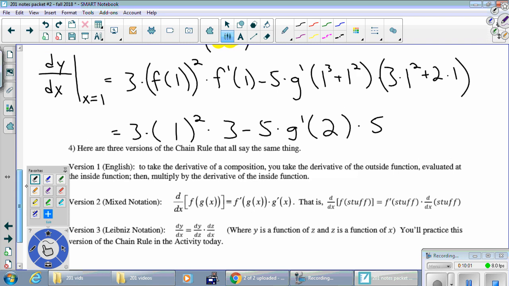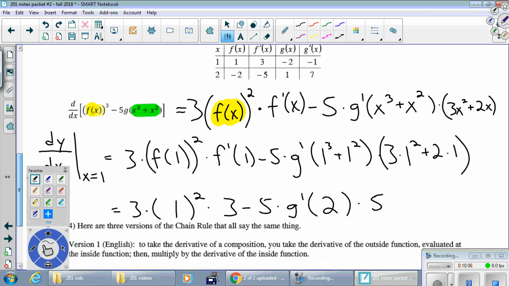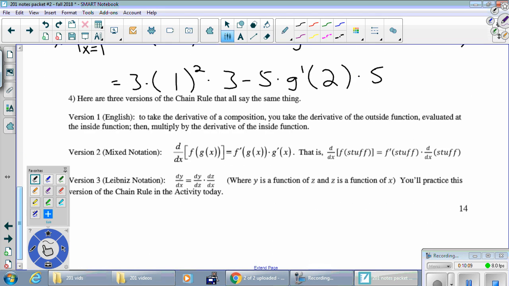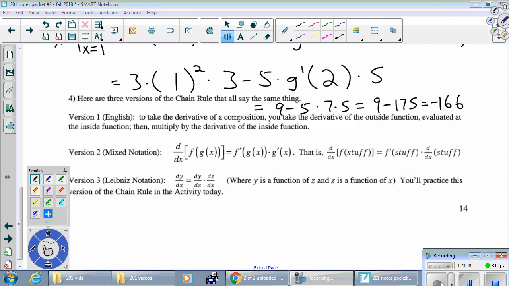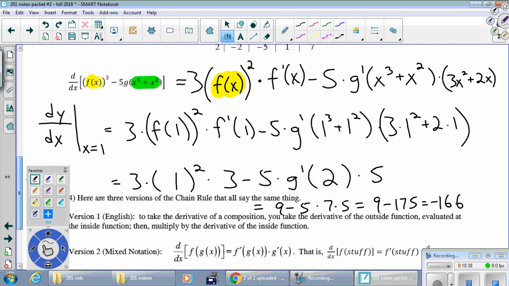So one last look at the table for g prime of 2. That is way out here. That's 7. So this equals 3 times 1 squared times 3, that's 9, minus 5 times 7 times 5. So that's 9 minus 25 times 7. I think that's 175. Hope I got that right. Negative 166. So negative 166 is our answer there. Remember, before you plug in the ones, you have to do the general derivative for x.